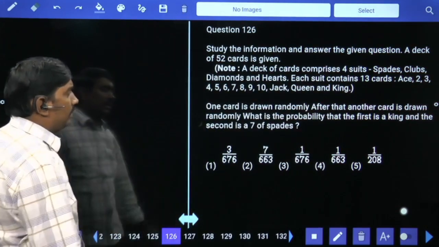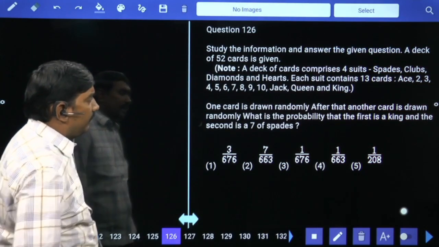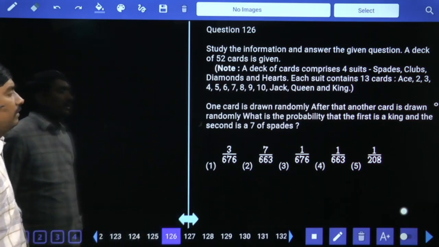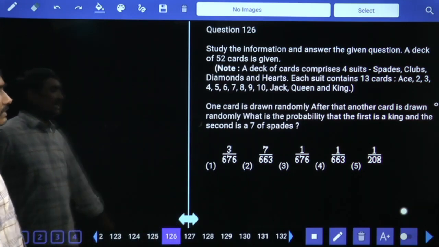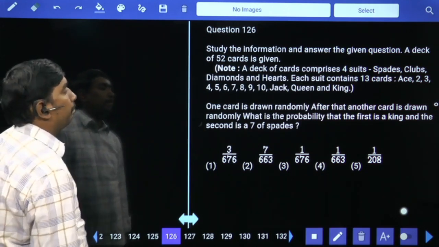One card is drawn randomly. After that, another card is drawn randomly. What is the probability that the first is a king and the second is a 7 of spade?